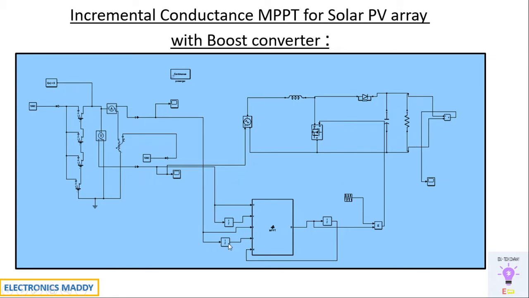So this is the MPPT system. MPPT stands for maximum power point tracking. It is a technique that is used to ensure that maximum power is being transmitted from the solar PV array such that the utilization of the solar PV array is maximum.